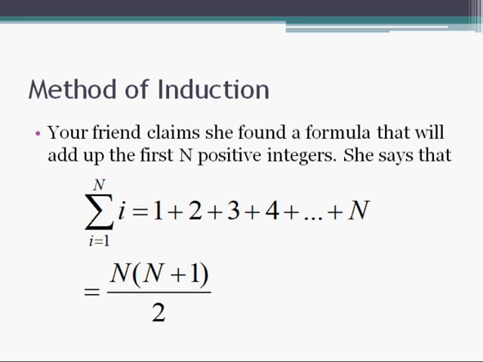Suppose one day your friend claims that she found a formula that can add up the first capital N positive integers, whatever that number happens to be. She says that if you take 1 plus 2 plus 3 plus 4, etc., all the way to n, and add them all up, you can find this by evaluating n times (n plus 1), and then dividing that whole thing by 2.